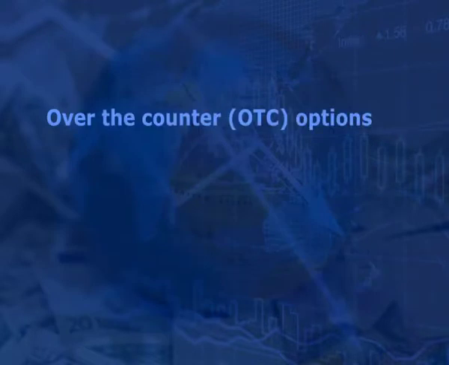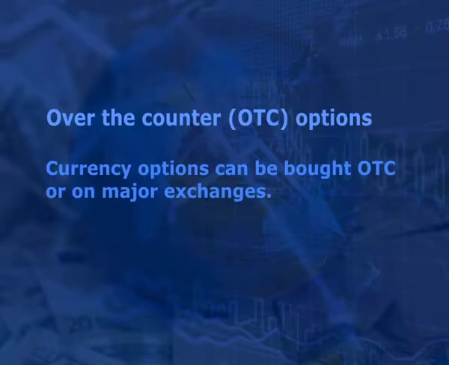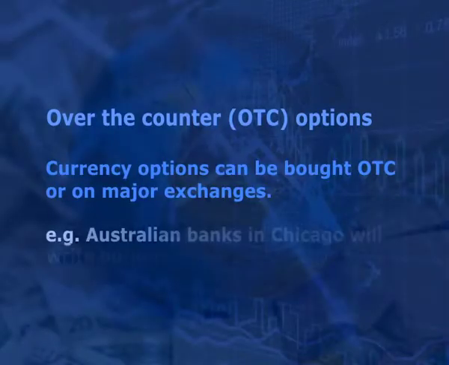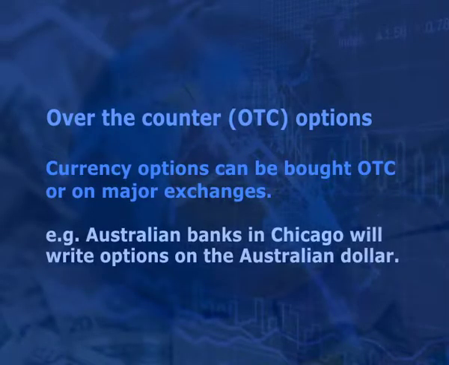Over-the-counter, that is, OTC options. Currency options can be bought OTC or on a major exchange. Like forward contracts, the OTC options are tailor-made to fit a company's precise requirements. Branches of foreign banks in major financial centers are generally willing to write options against their home currency. Example, Australian banks in Chicago will write options on the Australian dollar. Option sizes are much larger on the OTC market, with most options being in excess of $1 million.